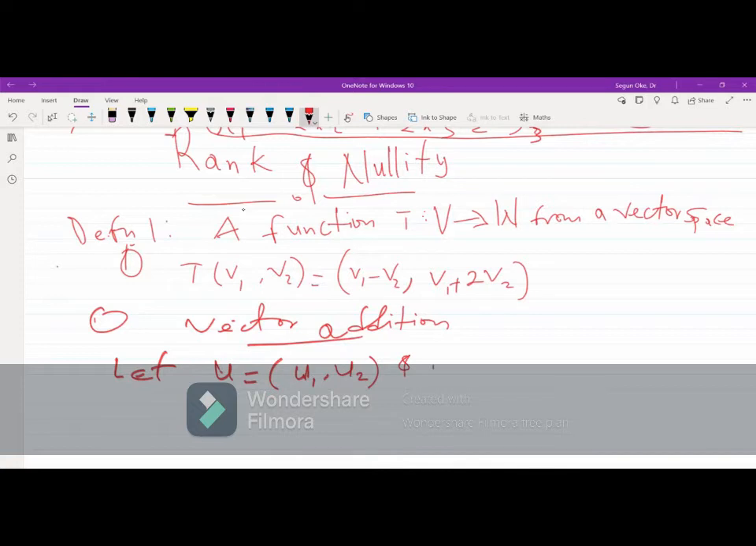And my V equals (V1, V2). They are all in R2. And don't forget, my C can also be any real number. My C can be any real number.